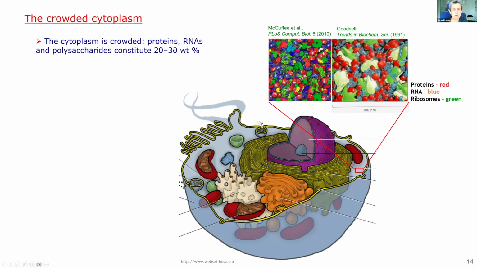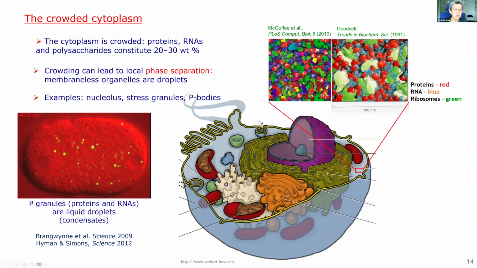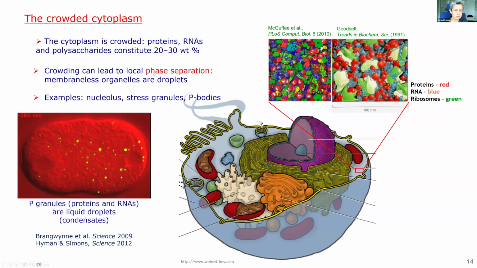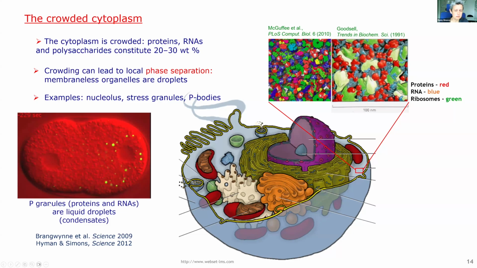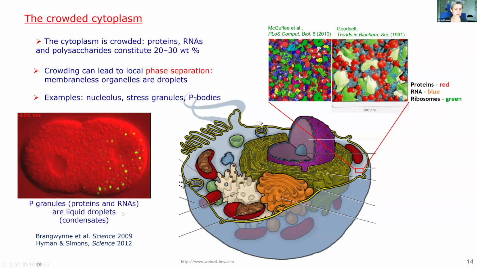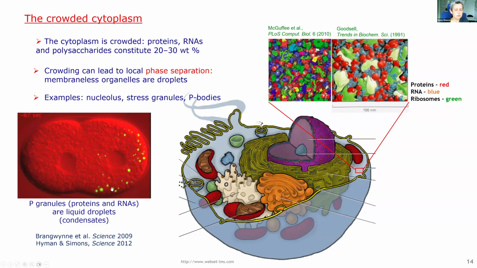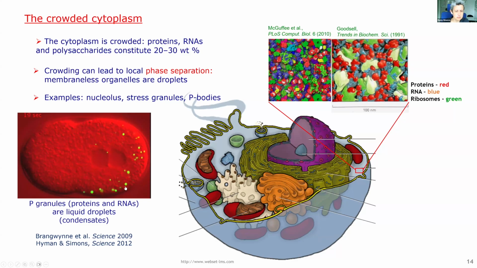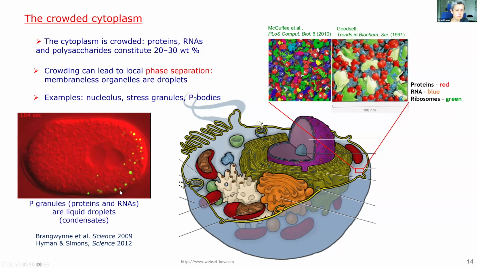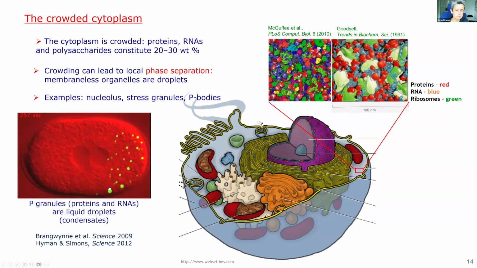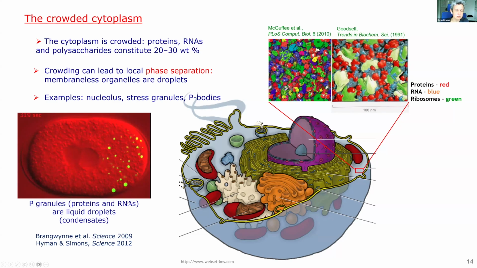Now the cytoplasm is crowded. Here are simulations representing this, because the macromolecule concentration is very high. And this crowding can lead to phase separation following the Gibbs phase rule. This example is probably very often shown at conferences, for P granule formation in this cell. They are labeled in green, and you see that some of them grow over time. And these are actually droplets that are not bound by a membrane. They're just droplets in the cytoplasm.